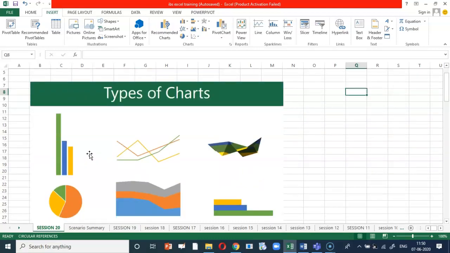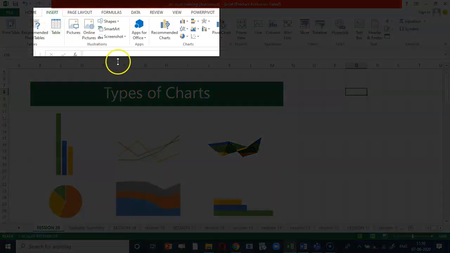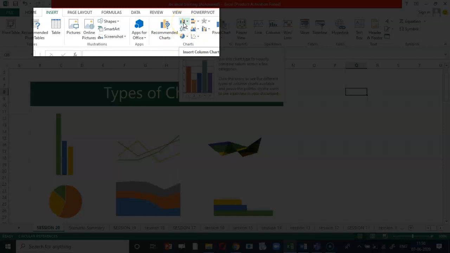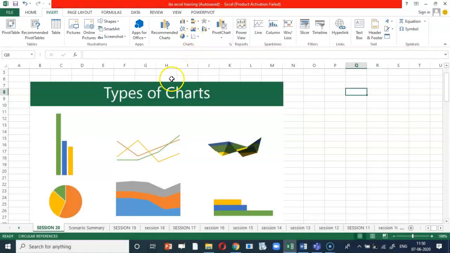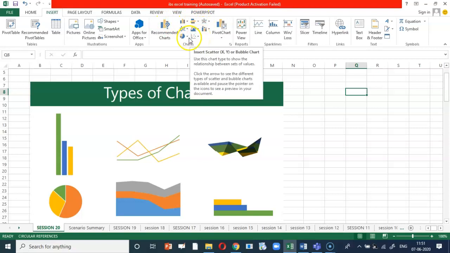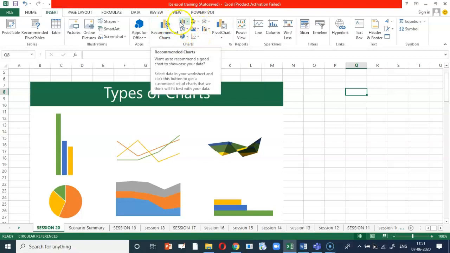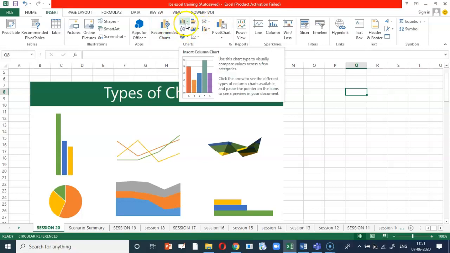Looking at the tabs, charts are embedded under the Insert tab, and one can see the various recommended charts and the other individual charts which are embedded under the Chart section. And one can observe that there is a large variety of charts available here. Let us look at them one by one.